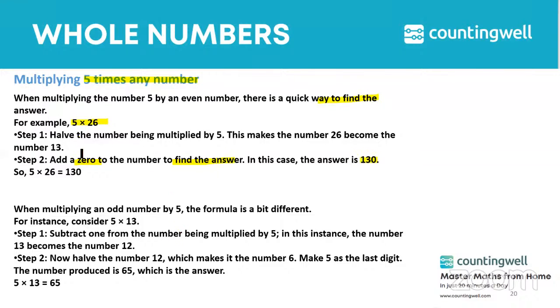So what have we done? We have taken half of the number being multiplied by 5. So half of 26 is 13. We have to add 0 to the right side. So we have 130.